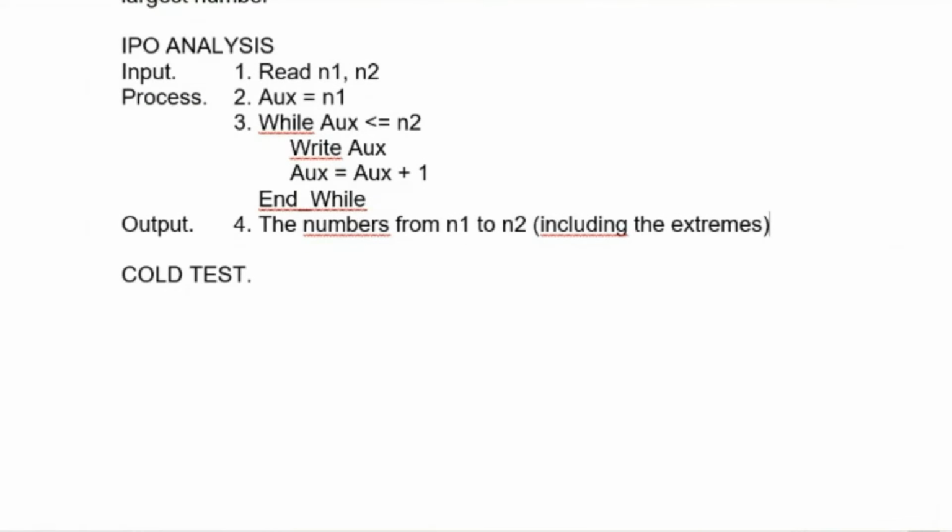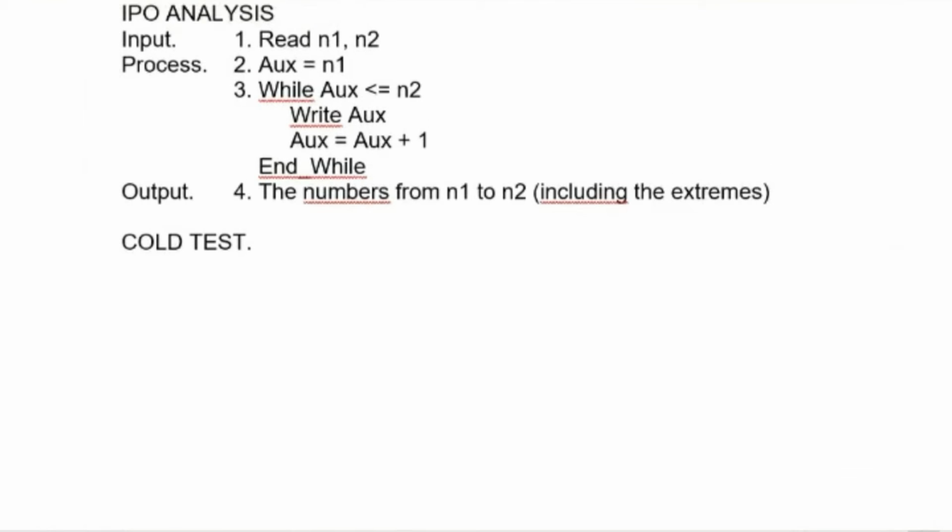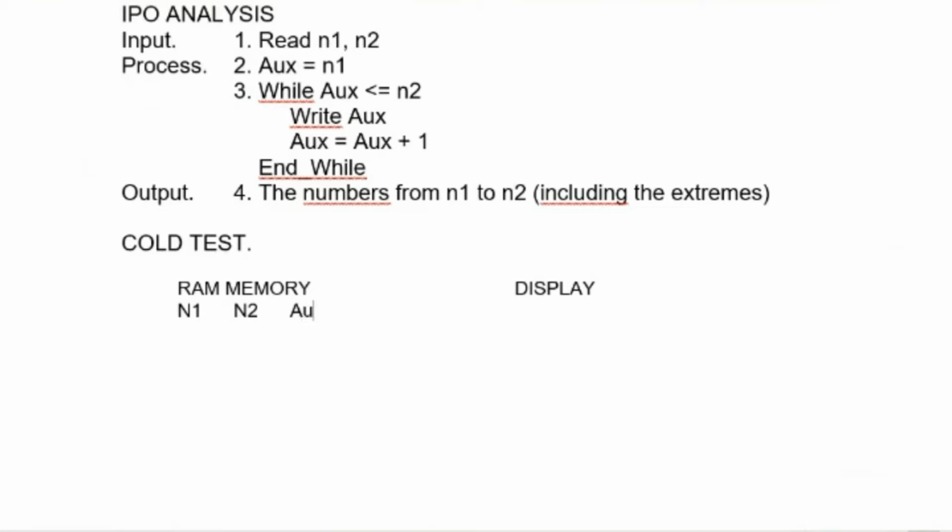Now let's see the call test. Remember, if you need to do the call test, you have to write place for the memory, or the RAM memory, which is the memory of your computer, and place for the display. Okay? Now let's see. In the RAM memory, you write the variables. So in this program, you need variable N1, variable N2, and variable aux. Step number one, read N1, N2.